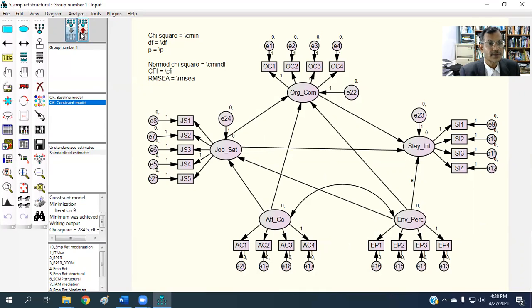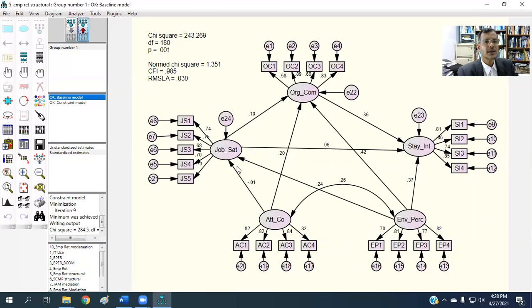Now let's observe the chi-square values one by one. For the baseline model, the chi-square value is 243.269, and degrees of freedom equal to 180. And for the constraint model, the chi-square equals 284.487, degrees of freedom equal to 181.